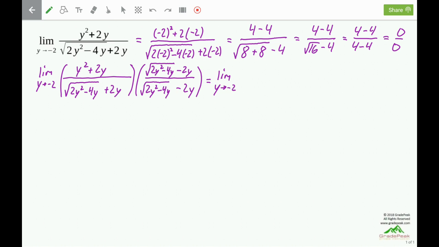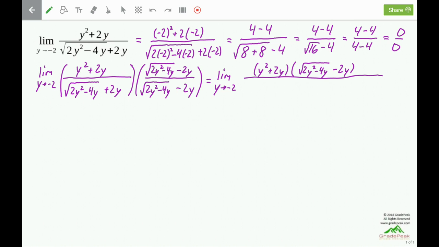So limit as y goes to -2 of. In the numerator, those are not root conjugates. We're going to keep those factored. So we will have y squared plus 2y times the root of 2y squared minus 4y minus 2y. They're multiplying each other. We're just not going to physically FOIL them out. We're going to keep them factored. In the denominator, we do have a root conjugate pair. We will FOIL that out first.